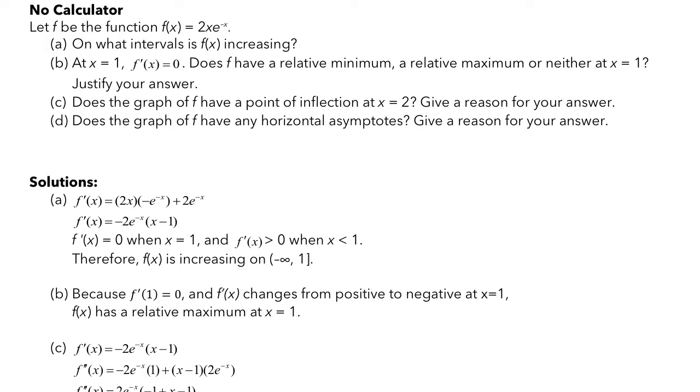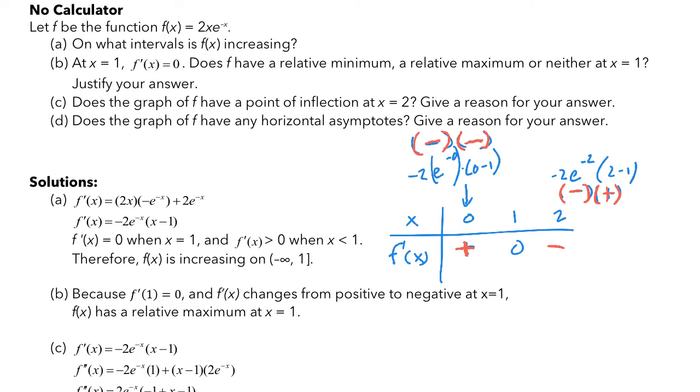So we just need to make a sign chart, which we probably already did for part A. So I'll actually write that out real quick. I just plugged in, showed that 1 is 0, and then I plugged in 0, got negative, and plugged in negative 2, got negative, positive, negative. So since f prime changes from positive to negative at 1, there's a max at 1. Huzzah.